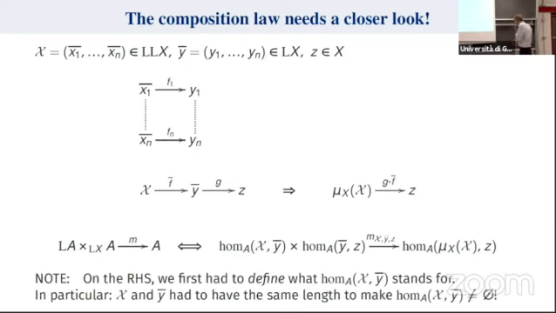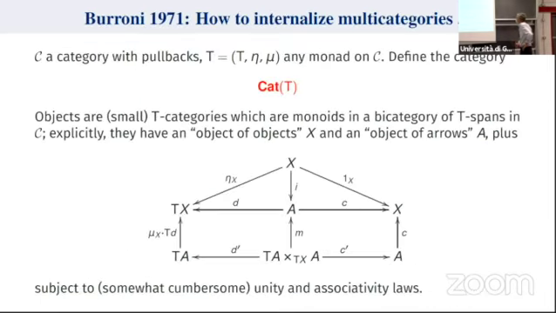Okay, and that's what I put in this note. So let's go now to Burroni, who just replaced the monad L by an arbitrary monad T on any category with pullbacks. All right, and the structure is given by a composition morphism M and an insertion of identity. And this is subject to, of course, unity and associativity axioms.